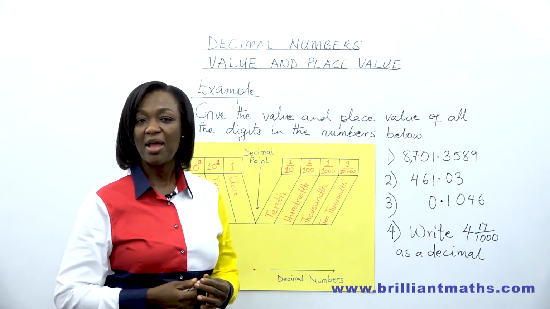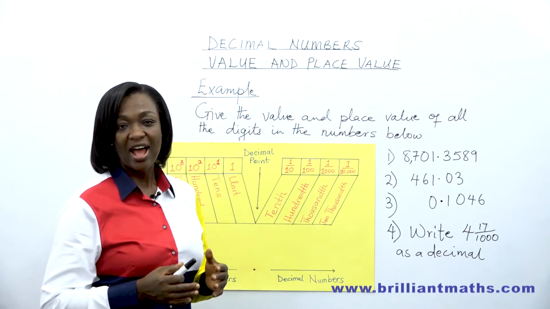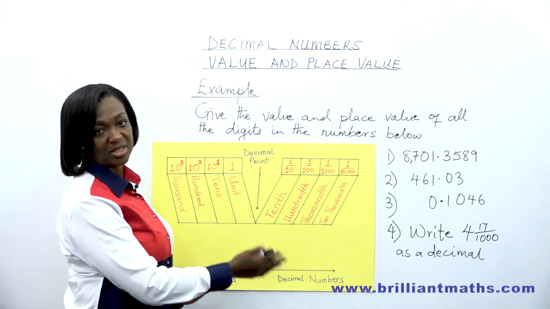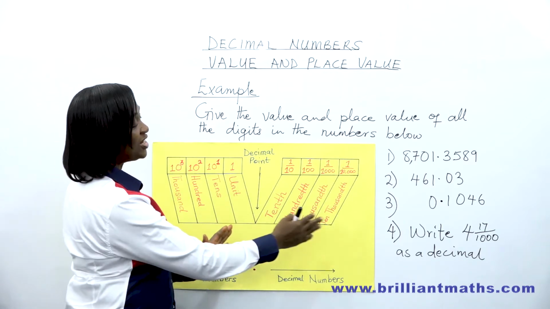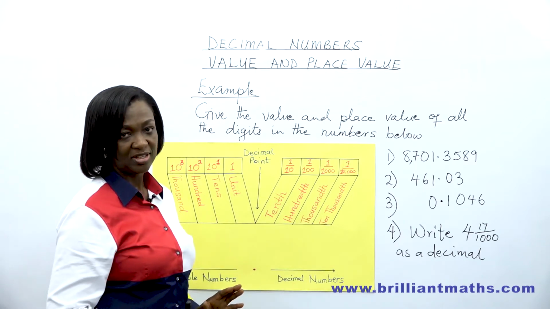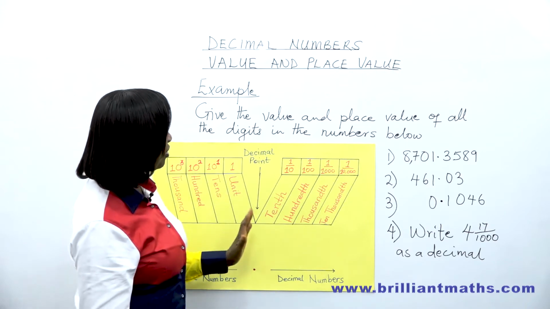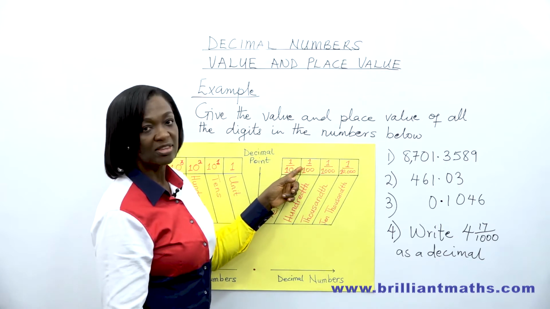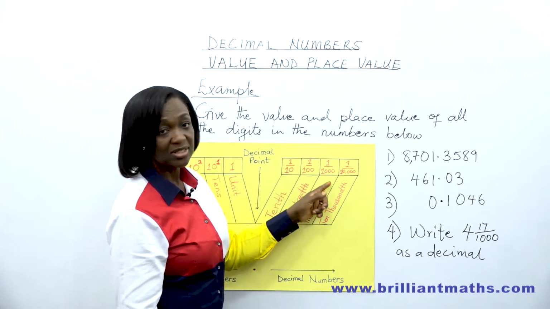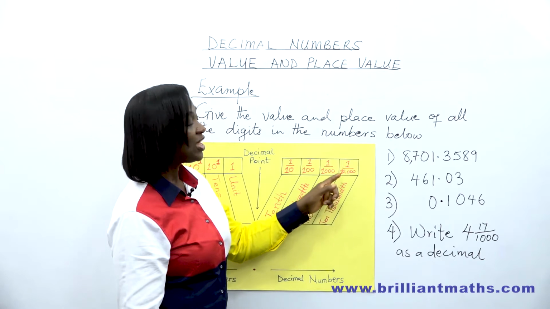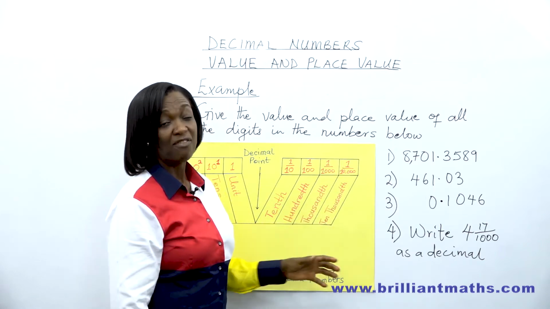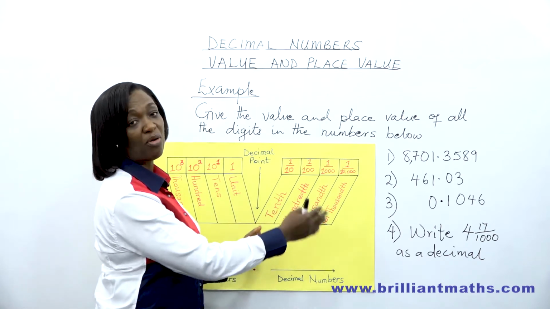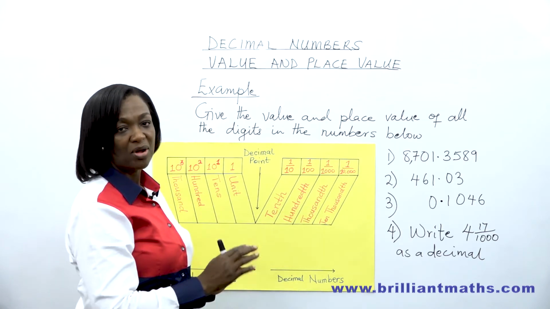The decimal system is in base 10, and the decimal point separates the whole numbers from the decimal numbers. All the numbers after the decimal point are fractions. The first decimal number has a place value of tenth. The second is a hundredth. The third is a thousandth. And the fourth is 1/10,000. They are very small numbers. So the further the number is from the decimal point, the smaller it becomes.